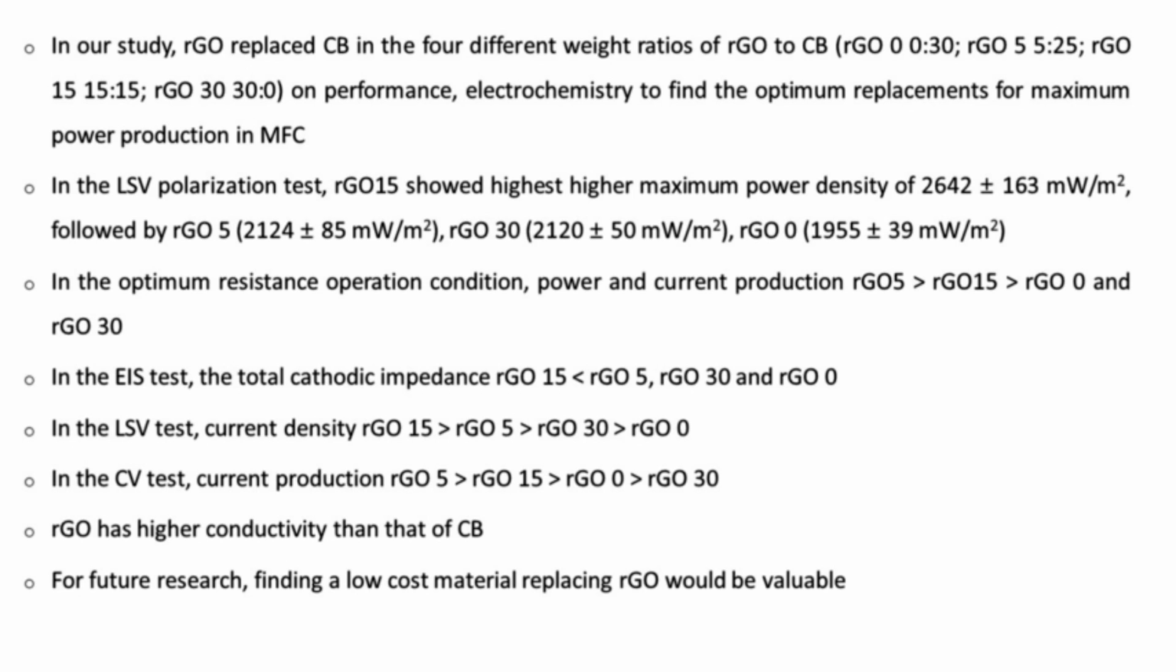In the EIS test, RgO15 was the lowest in cathodic impedance, followed by RgO5, RgO30 and RgO0. In the LSV test, RgO15 had the highest current density, followed by RgO5, RgO30 and RgO0. In the CV test, current production was highest in RgO5, followed by RgO15, RgO0 and RgO30. RgO has higher conductivity than that of Cb. For future research, finding a low-cost material replacing RgO would be valuable.